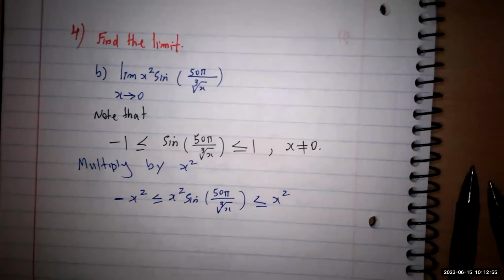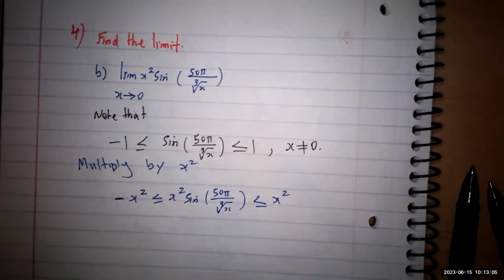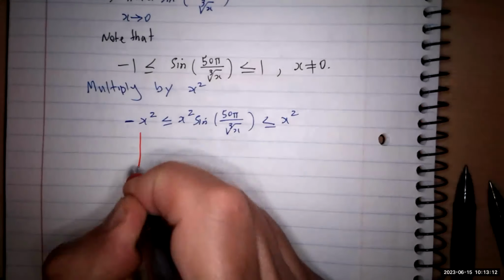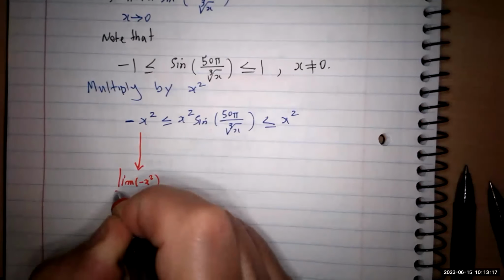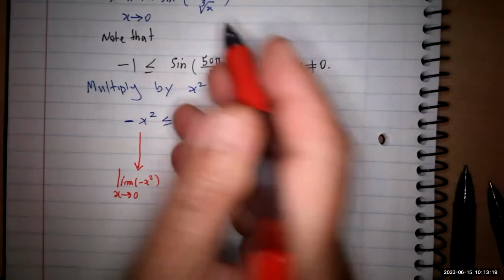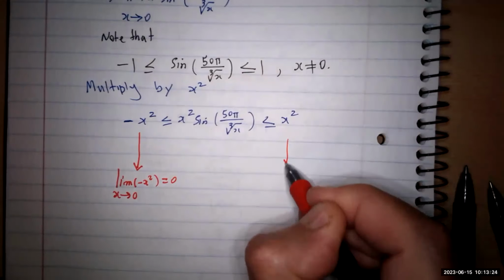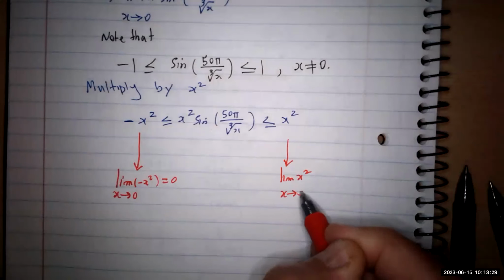Now what's the next step? You find the limit of the function to the left and the function to the right, as x goes to 0. If they happen to be the same, that same number is the limit of the middle one. Very easy question. The limit of negative x squared as x goes to 0, whatever it is, 0 positive, 0 negative, gives you 0. You do the same thing here: the limit of x squared as x goes to 0 is 0.